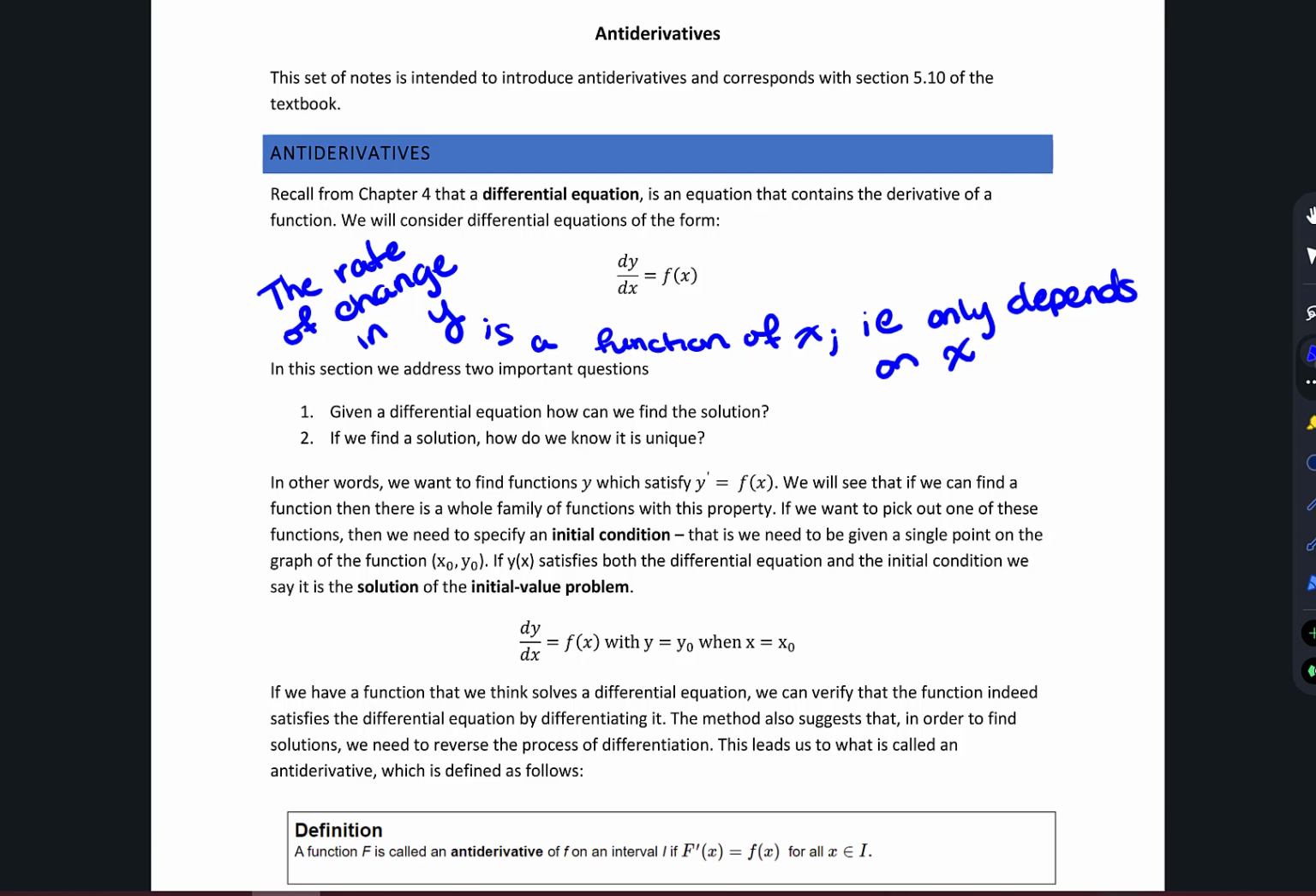And so in this section, we're going to address two important questions. So if we're given the differential equation, how can we find a solution? So in other words, before we looked at the function and we found the derivative, now the question is, what if you're given the derivative? How do you find the original function? And if you find a function that corresponds to that derivative, is the solution unique? In other words, is there only one function that corresponds to that derivative that you're given?